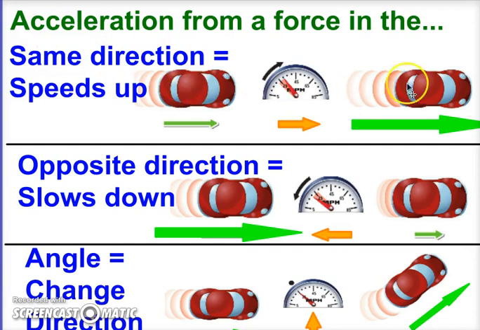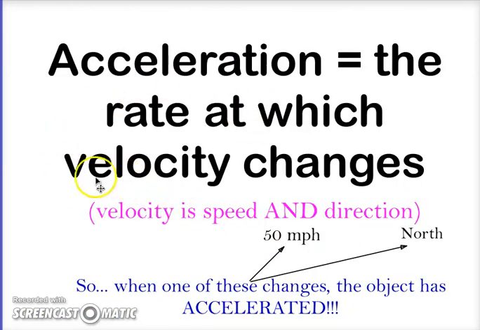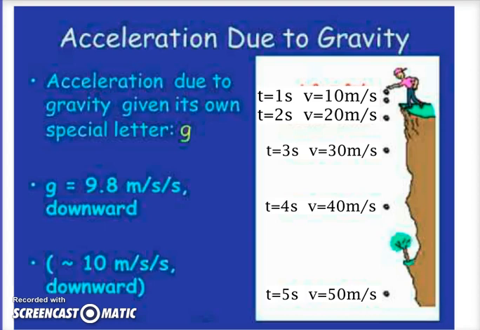Acceleration could be an object speeding up, it could be an object slowing down, or it could be an object changing direction, because acceleration is the rate at which velocity changes, and velocity is speed and direction. Therefore, if an object changes one of these things by speeding up or slowing down or changing direction, we say that the object has accelerated. Now, acceleration can get a little bit complicated because acceleration is the rate at which the speed of an object changes over the amount of time that it is traveling or changing this speed or direction.